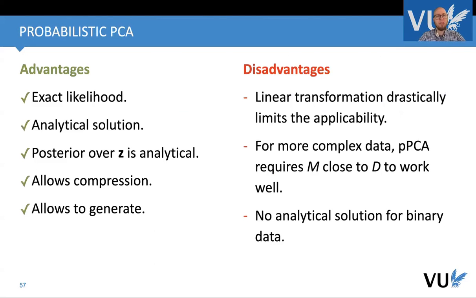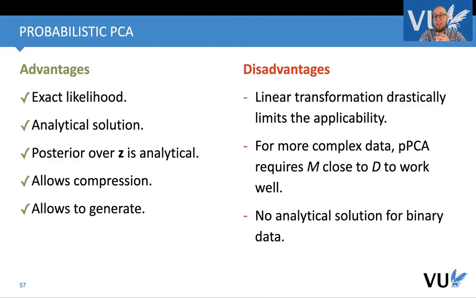All right. What are the advantages of pPCA? We have an exact likelihood, we have an analytical solution up to some reasonable dimensions or problems. We have the posterior over z in analytical form. What does it mean? It means that you can sit down and code it up very easily. You can just take these slides, write these slides down, and you have everything. It allows compression, as we've seen, and it allows generating new points.